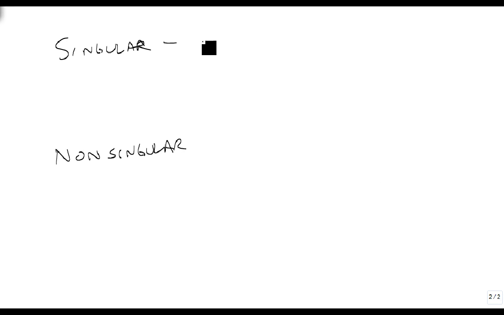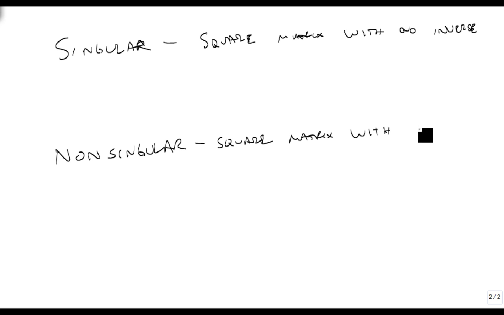Singular is something that we say for a matrix that does not have an inverse. So this is a square matrix with no inverse. And a non-singular matrix is a square matrix with an inverse. And so that's what we're looking at. These are our definitions that we need: invertible, inverse, singular, non-singular.